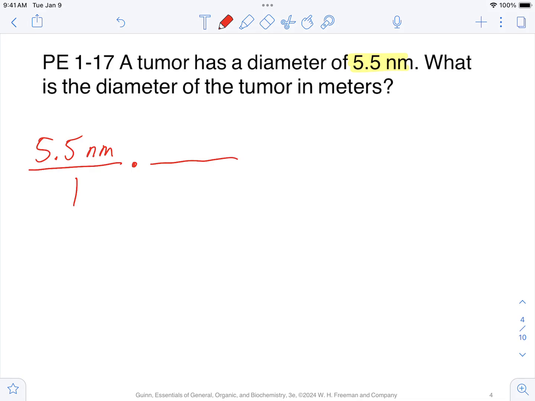Whatever unit is at the top, you want to put on the bottom. So since nanometers is up top, we will put it on the bottom here. And whatever we're looking for goes on the top. So in this case, we're looking for meters. So I will put meter up top. Out of meter and nanometers, the bigger unit would be meters. So I'm giving that a 1. And nanometers, I know there are a billion nanometers in a meter. 1 times 10 to the 9th.